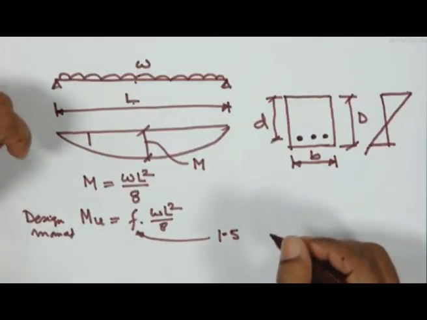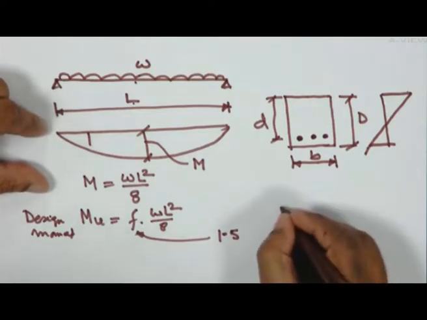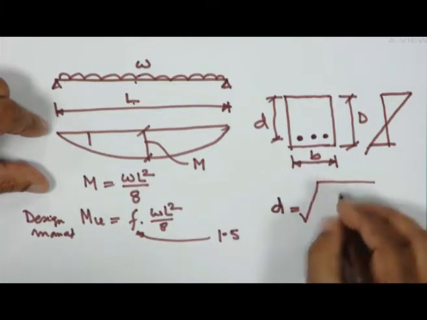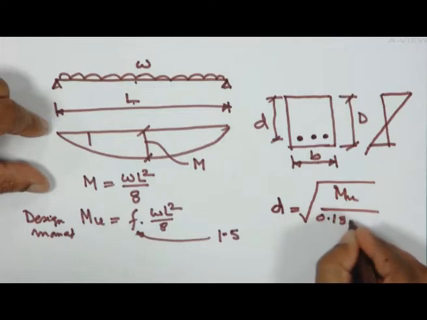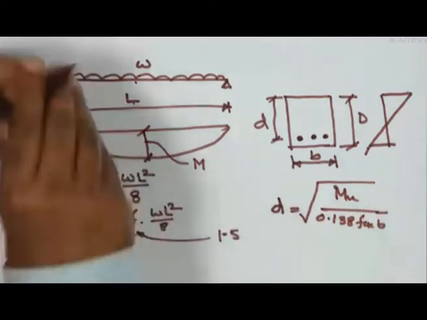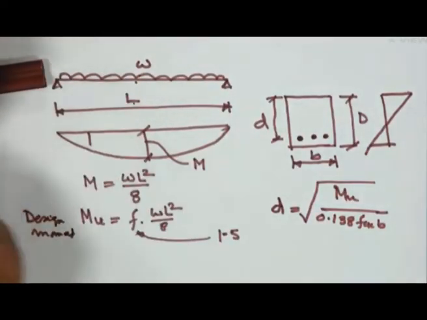I can do it the other way also. What I can do is find out the depth d equal to the square root of Mu by 0.138 fck b. From here also I can find it out. So let me try here then. Just please allow me, so that I can find out and tell you how much value you are getting.